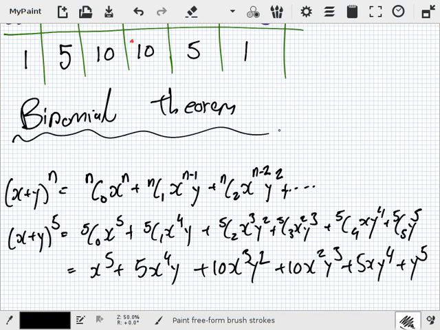Okay, so let's see how useful this theorem is by doing some examples. So basically I did a simple question of expanding, but now let's look at something a bit more interesting. So that's a very simple example there, (x + y) to the power 5.